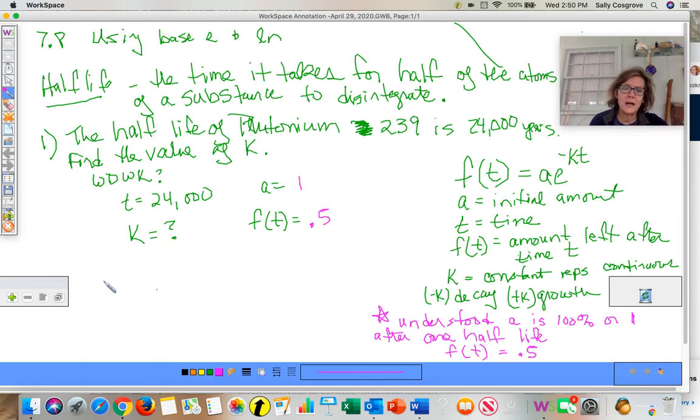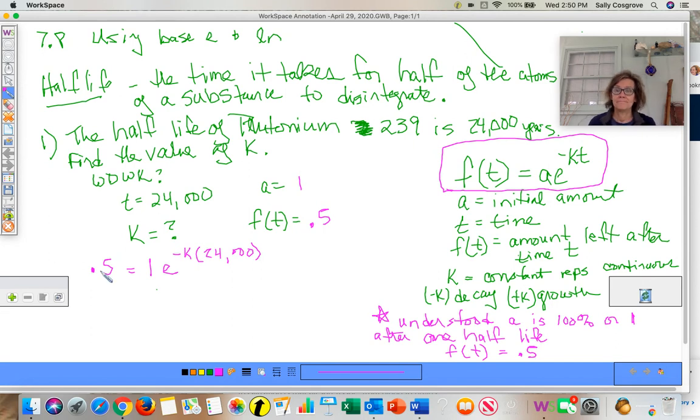So let's fill in our equation. I'm going to say 0.5. This is the equation that I'm using right here. So half equals my initial amount, 1, times E. Remember, that's not a variable. That's Euler's constant. I don't know K, to the negative K times T, which is 24,000. All right, I'm going to work this back to figure out K.